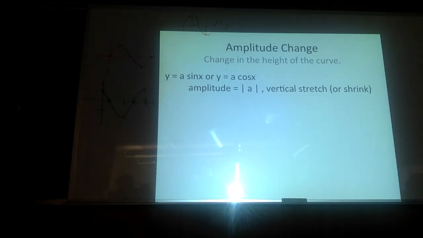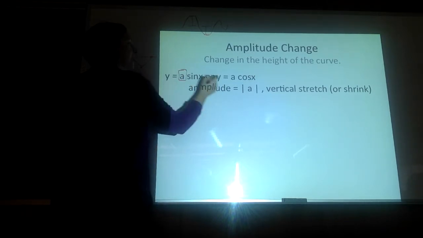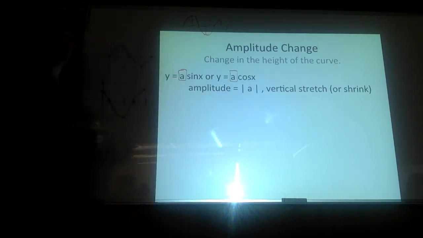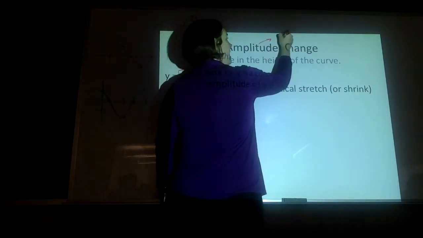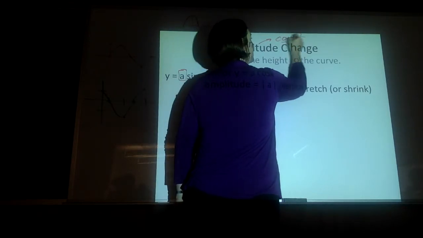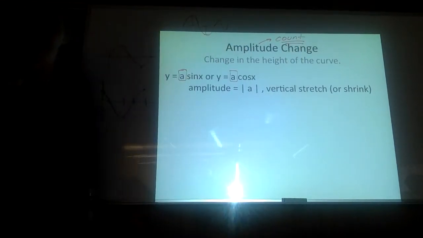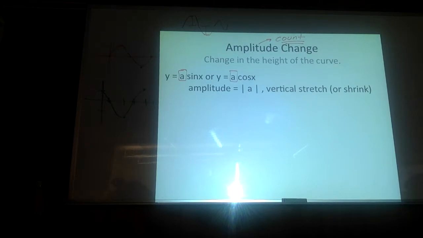We find this value in the notation with the A in front. So right here, whatever is multiplied out front is going to tell us the size of the wave, how much we count. So that's something else I'd like you to know. The amplitude is a count. Okay? Do not look at that number and think it corresponds to the axis. It doesn't. It's a count from the center of the wave.